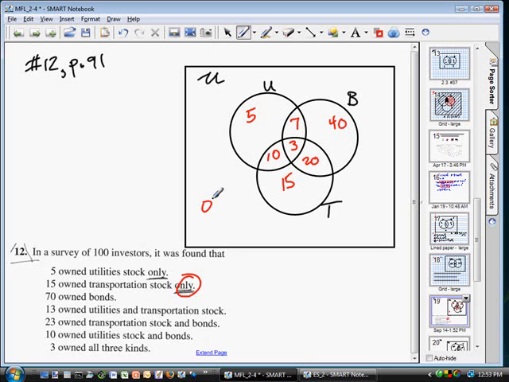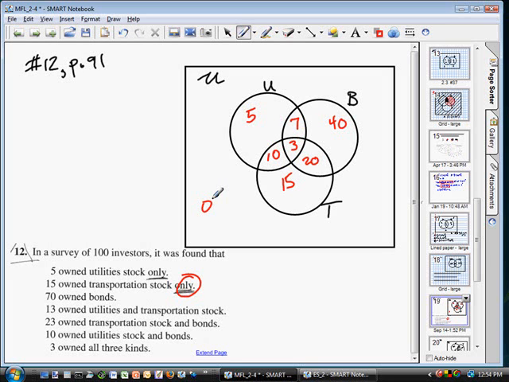Now, I guess I didn't put the questions up there. Look in your book, because they ask you some questions about this. I'm not on the right page. Yeah, question A is, how many investors owned bonds only? And looking at our diagram, we should be able to tell. 40, right?